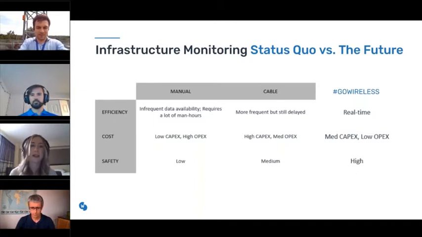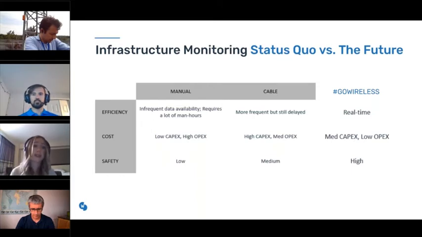Really, human error comes in a lot there. I'm sure we've all seen those handwritten logs that we're trying to transcribe and use that data in our analytical software. But very low capex, which seems interesting, but really high operating costs. And the safety is really low. A lot of these people are going out to these hazardous environments, and the less we have people out there, the better, right? So we move more into cable monitoring.